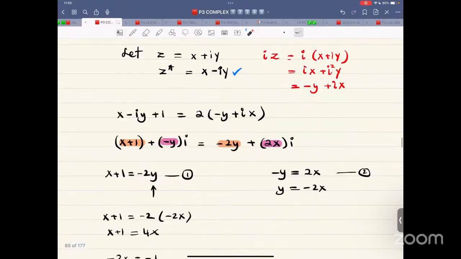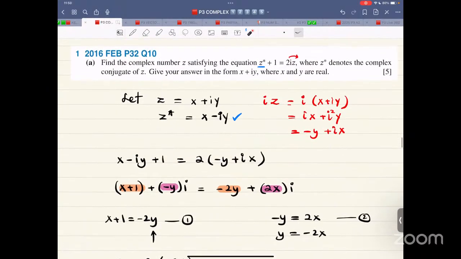Something like conjugates. Yeah, this is also a nice simultaneous question. Find the complex number z satisfying the equation z star plus 1 is 2iz. So z is x plus iy, z star is x minus iy, iz, that's i into x plus iy, that is minus y plus ix.